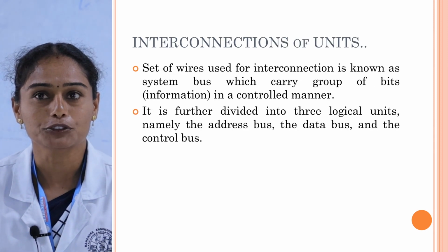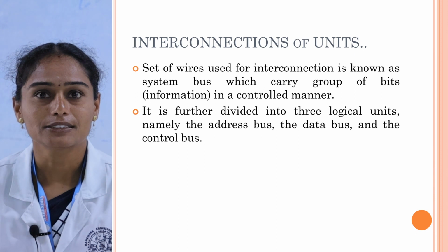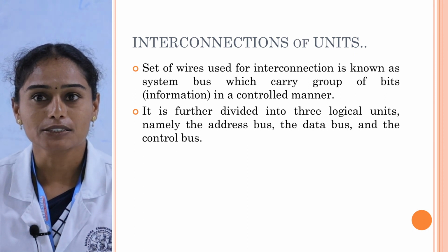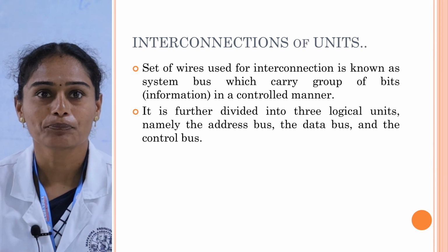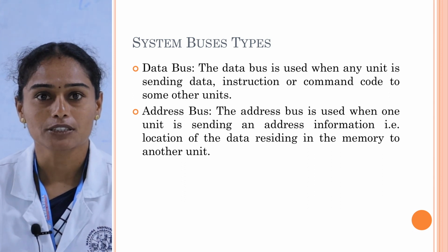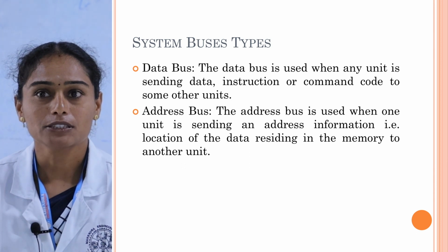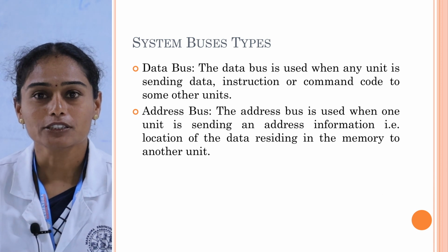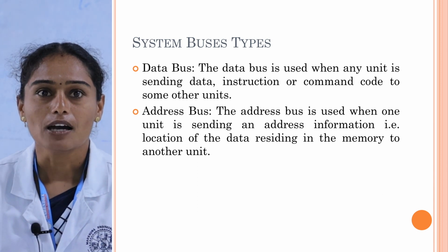The set of wires which are used for the interconnection is known as the system bus, which carries a group of bits in a controlled manner. It can be divided into three logical units, collectively called the address bus, data bus and the control bus. First, we are going to see about the data bus. The data bus is used when any unit is sending data, instruction or command code to some other unit. Next, the address bus. The address bus is used when one unit is sending address information, that is the location of the data residing in the memory, to the other unit.